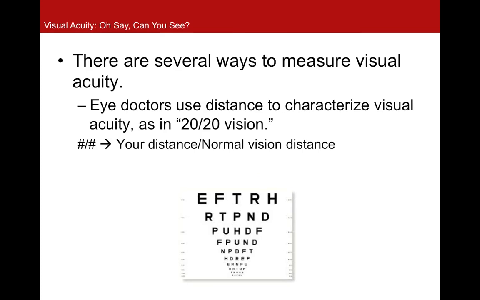So like 20/15 or 20/10 vision, that's good. You can see at 20 feet what a normal person could see at 15 feet or 10 feet. Right? So that means you could stand farther away from the target than normal and still be able to make it out.